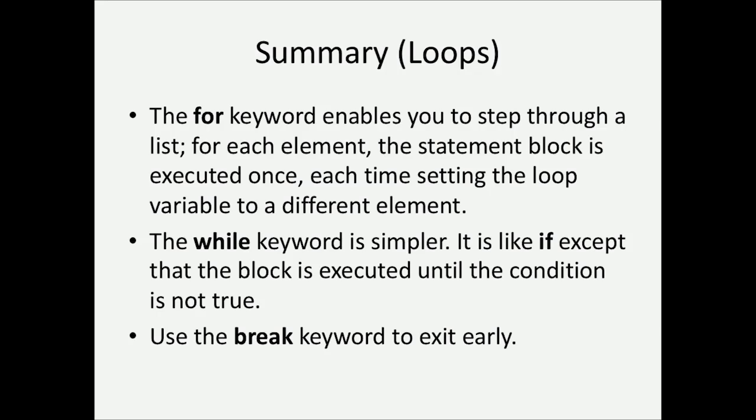So we've come to the end of a quick introduction to loops, but Python doesn't have a lot of different loop constructs. So it's pretty simple. We can use the for keyword very easily to step through a list. That's what it's designed to do. So for n in, name a list, and it will simply go through and execute a statement block for each element in that list. And each time it will set that loop variable to a different element.